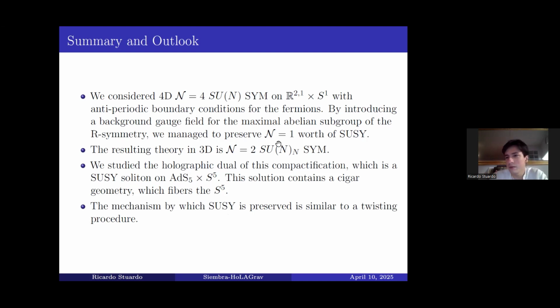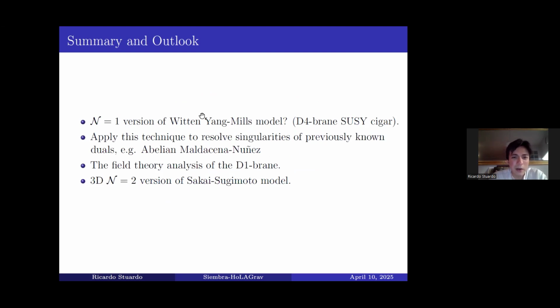So what things would we like to do? An N=1 version of the Witten Yang-Mills model, which would basically mean finding these supersymmetric cigar geometries in the D4 brane background now. We would like to apply this technique to resolve singularities of backgrounds that existed beforehand, for example, the abelian Maldacena-Núñez model that has a singularity in the infrared. Also, something that we are doing now is the field theory analysis of the D1 brane. Well, it works in the same way, except that you have an SO(8) R-symmetry group.